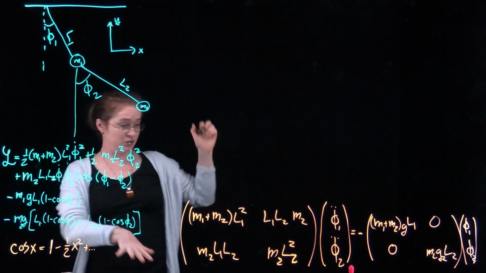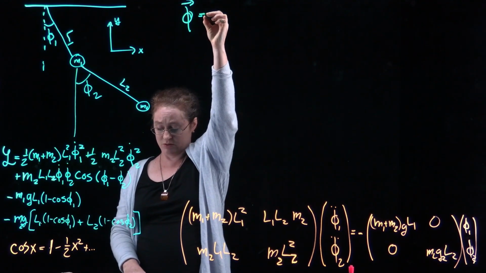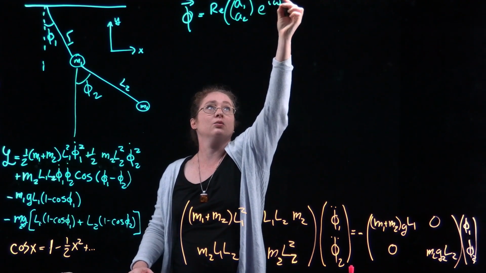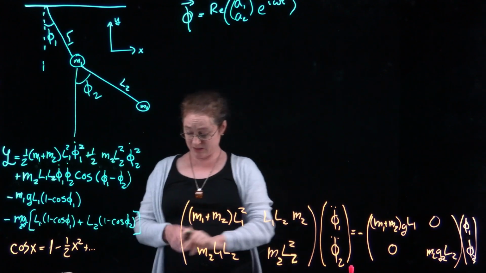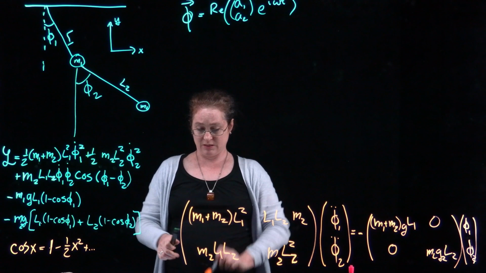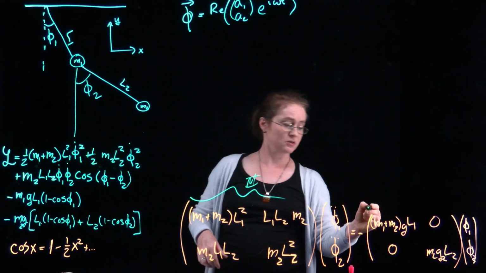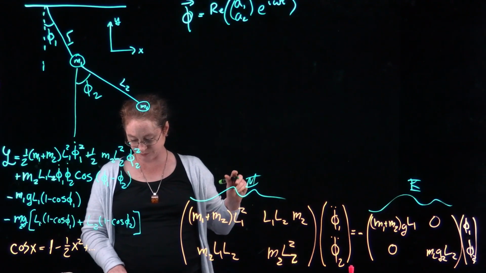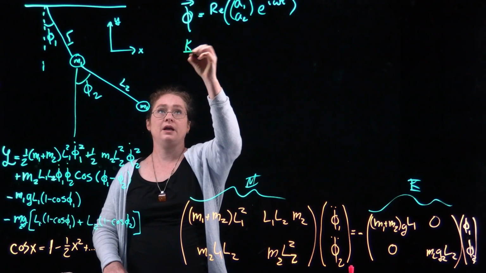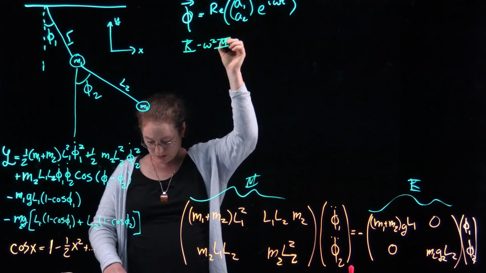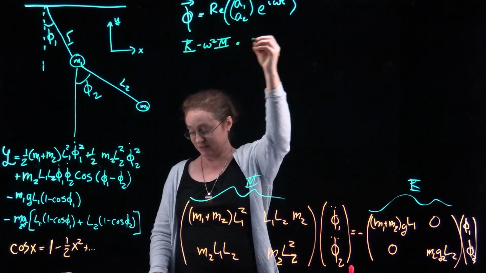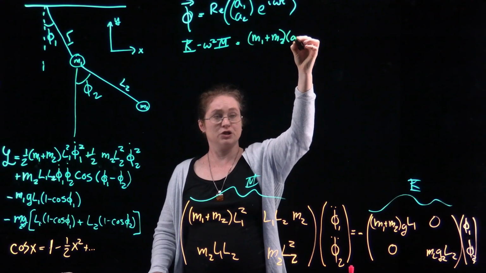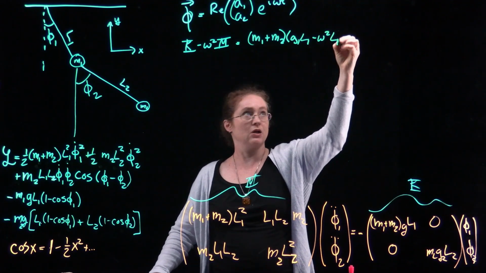Okay, so we are then going to assume a solution where the angles are the real part of A1, A2 times e to the i omega t, and try to find that omega. This is our mass matrix. This is our spring constant matrix. And then K minus omega squared m is m1 plus m2 times g L1 minus omega squared L1 squared.